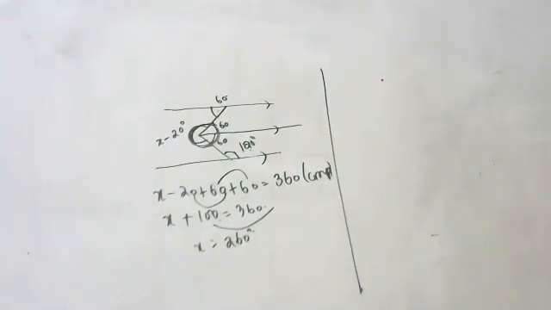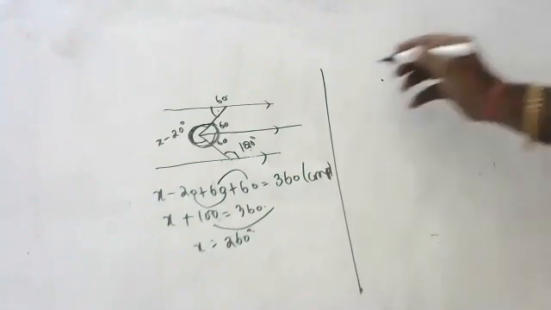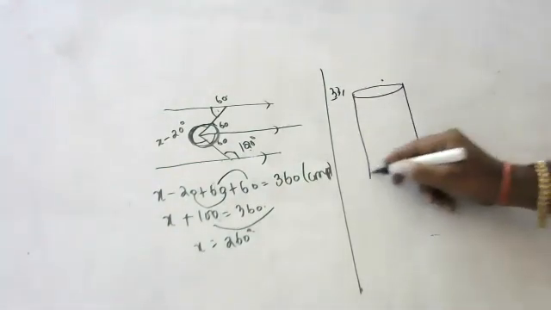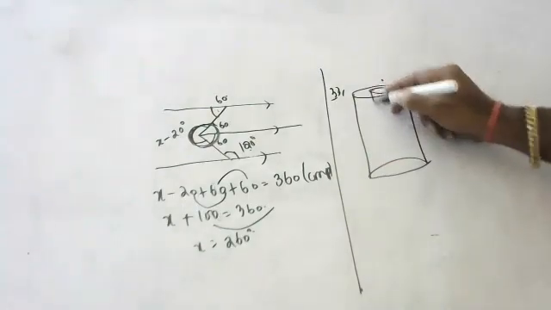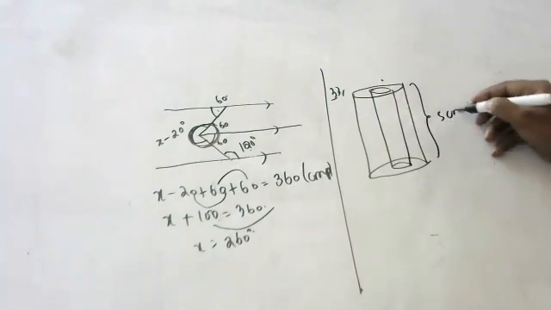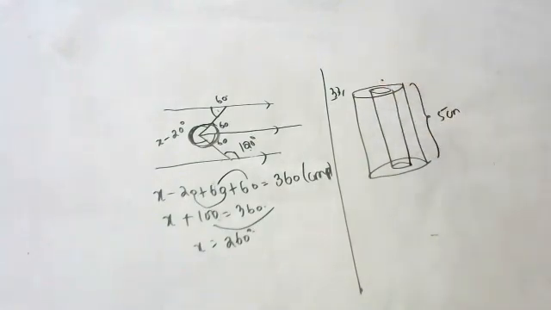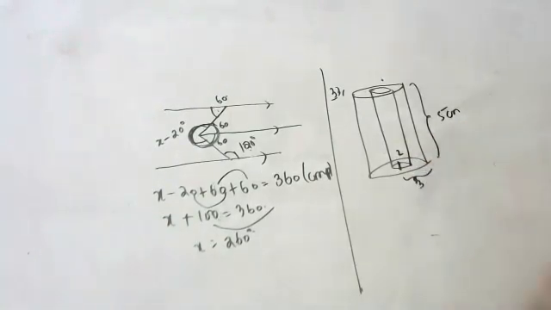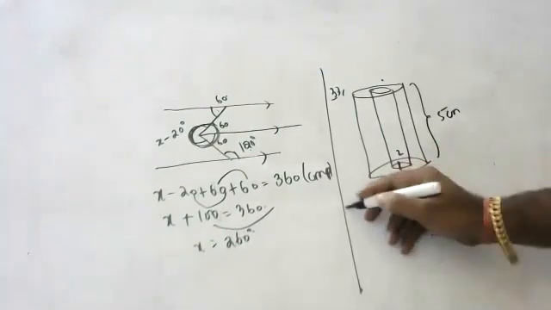360 degrees. A hollow pipe, 5 centimeter long, is open at both ends and its inner and outer radii are 2 and 3. The hollow pipe is 5 centimeter long. Inner radius is 2, outer radius is 3. Find the TSA.